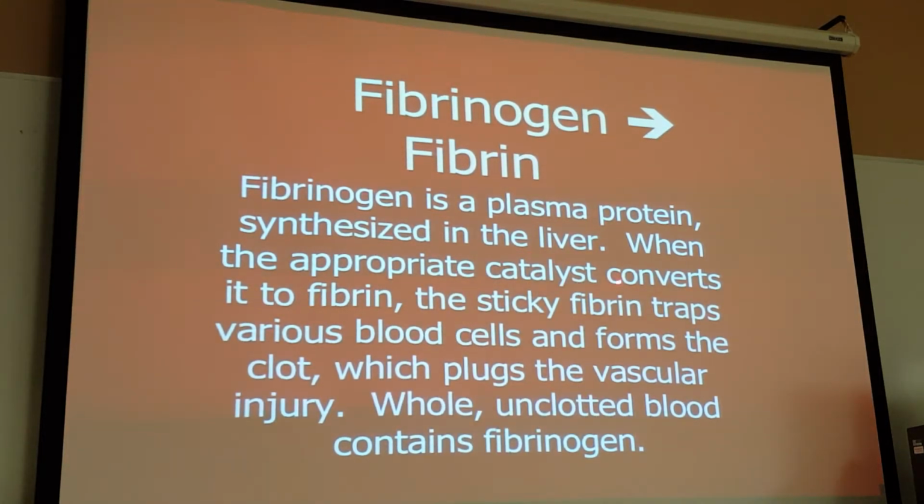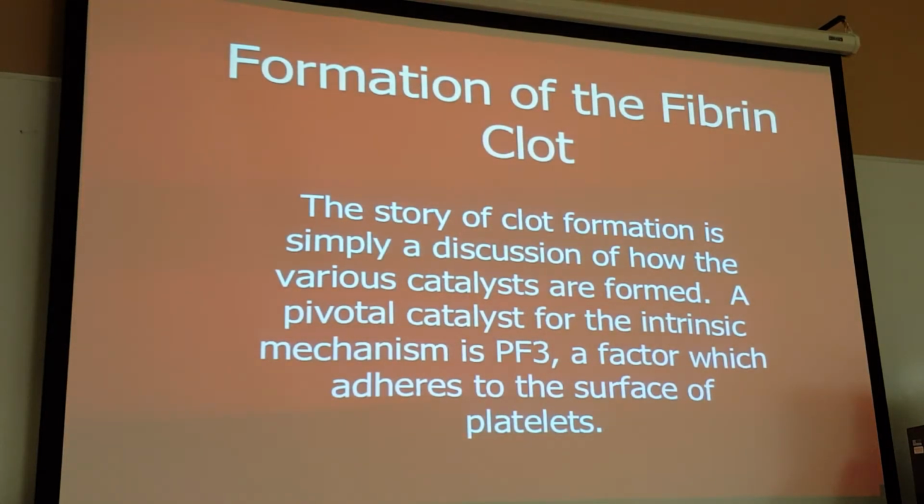When the appropriate catalyst converts it to fibrin, the sticky fibrin traps various blood cells and forms the clot. So this becomes a discussion about how you polymerize fibrinogen to fibrin. Remember, that's the ultimate goal, forming a catalyst which polymerizes the fibrinogen to fibrin. The story of clot formation is simply a discussion of how the various catalysts are formed. And so in the intrinsic, well, you'll see how this all fits together.